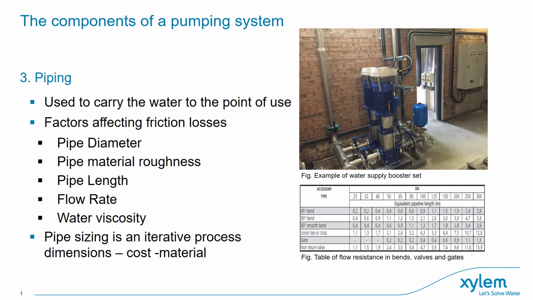There are a lot of tables in the actual hydraulic literature which are showing, for example, how a bend or a different shape of pipe might add the additional friction losses compared to a straight one. The pipe selection itself is an iterative process due to the combination which has to be taken into account by the designers of all these aspects.